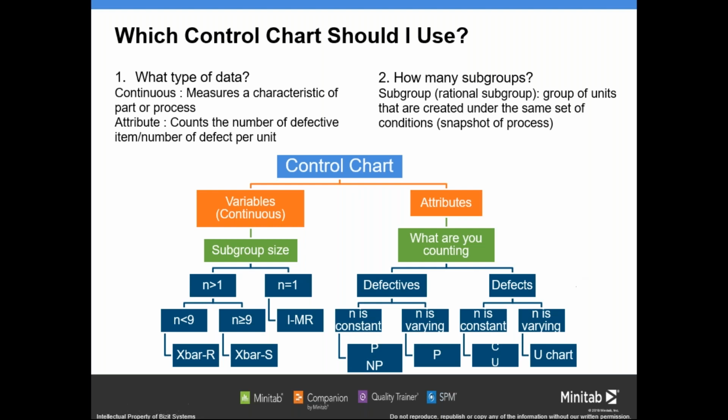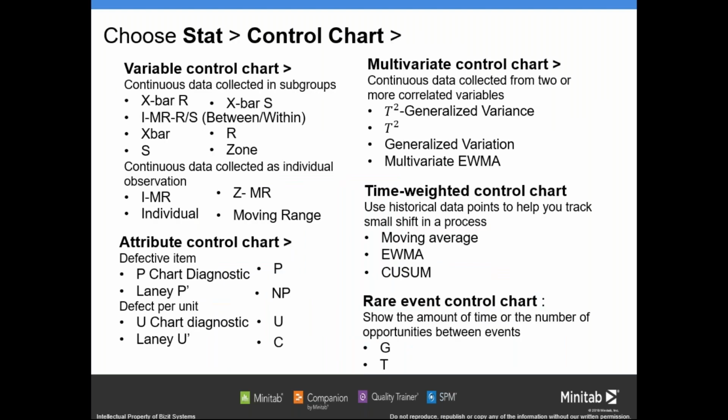But in Minitab, it's not limited to this type of control chart. We also have advanced control charts, such as the multivariate control chart. For multivariate, you go for the T2 generalized variance, where you have continuous, variables, measurement data collected from two or more variables at the same time. And then you have time-weighted control charts, such as CUSUM, moving average, or EWMA, or if you have the time or number of units between events, you can go for the G and T charts. But in today's webinar we have limited time, so we focus just on the variables control chart and the attribute control chart.